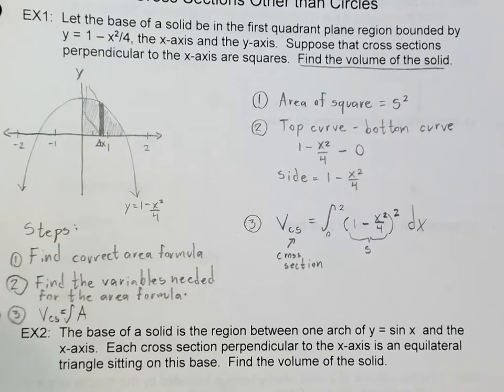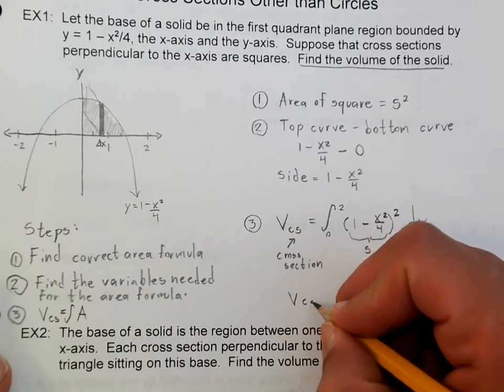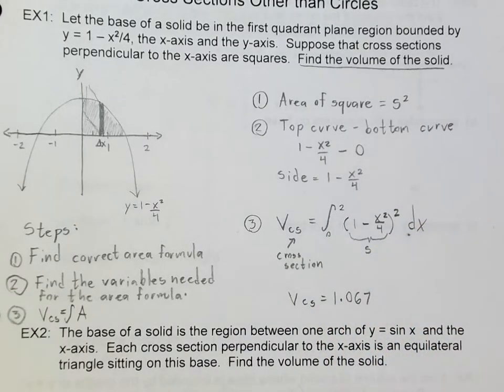Right, and honestly, this part you can do in the calculator. So please do that on the calculator. The volume of the cross-section would be 1.067. Okay, so that'll be it for that.